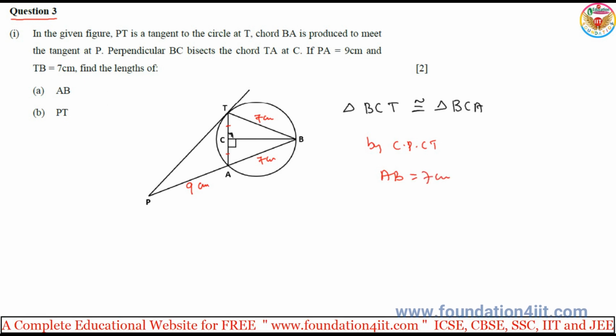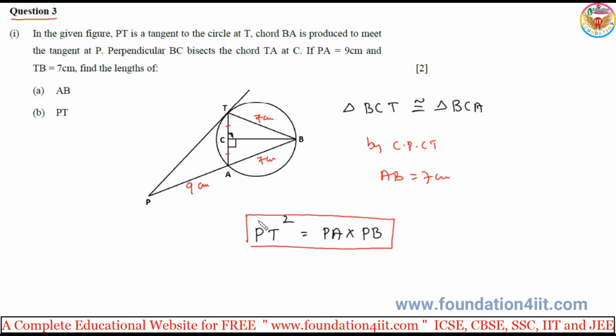Now according to the tangent rule, PT is a tangent and PB is the secant touching at 2 points. Then the formula is PT square is equal to PA into PB. This is a rule, right? PT square is equal to PA into PB. You can apply this to find the length of AB and PT, both of which they asked.